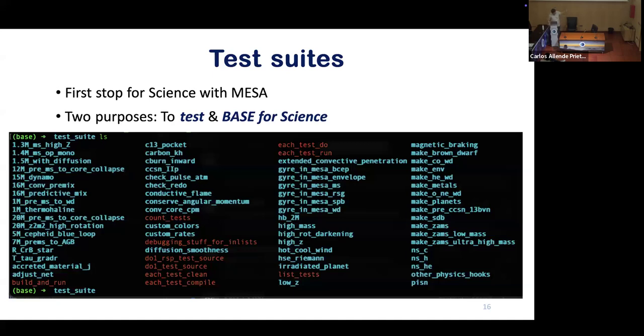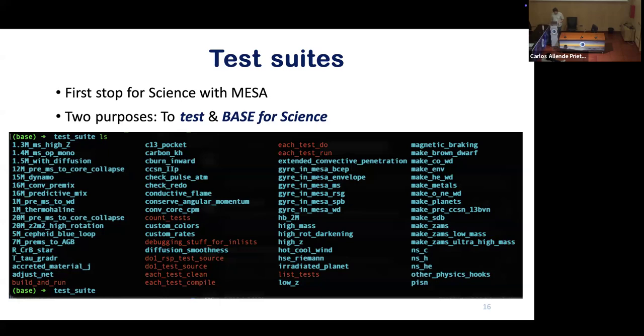You see here an example. I could not fit all of them on one slide, but it's a good example of different test suites. You see make planets, make metals, high metallicity, 1 solar mass main sequence to white dwarf, etc. So you see many of them. You will all find them in the test suites subdirectory of your MESA installation and in the documentation. And you can look if you find any of them suitable for your science.